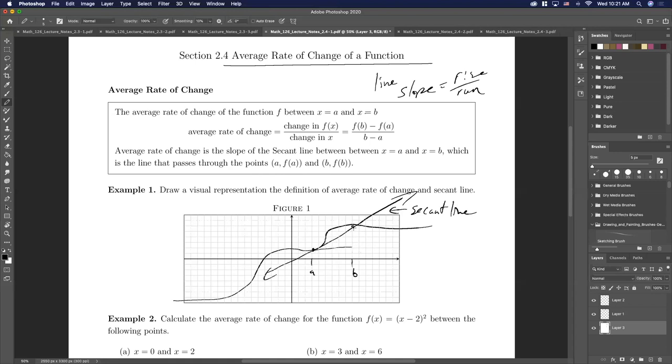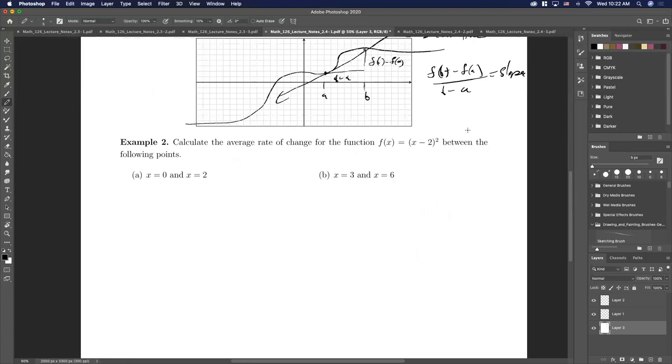And so here, this would be b minus a, and this would be f of b minus f of a. And so here I'd have f of b minus f of a over b minus a, and that is the slope. It's the slope of that line right there. Okay, and we'll actually calculate a whole bunch of them.